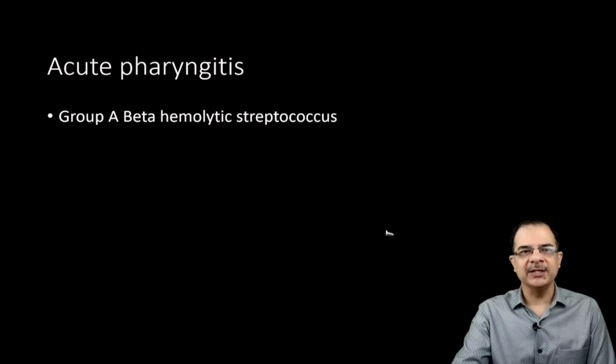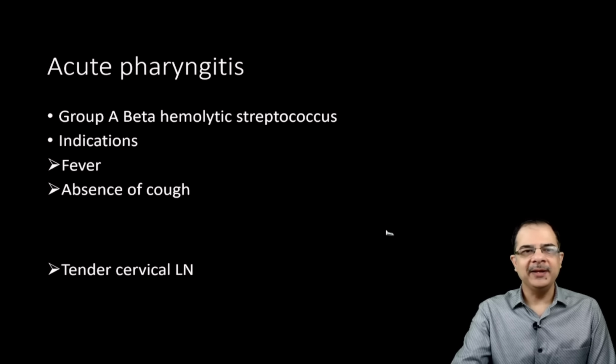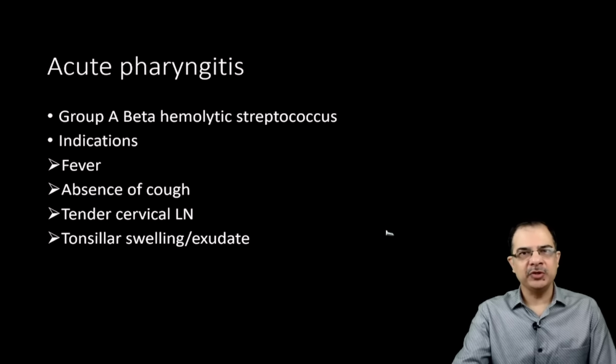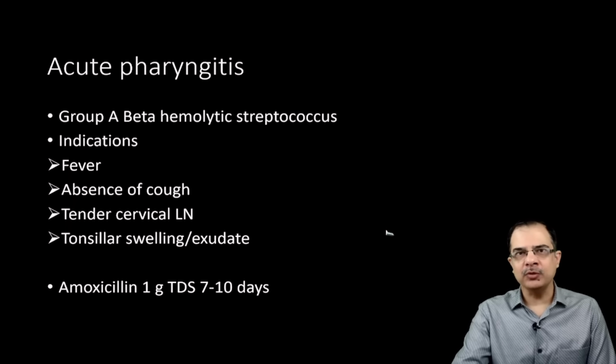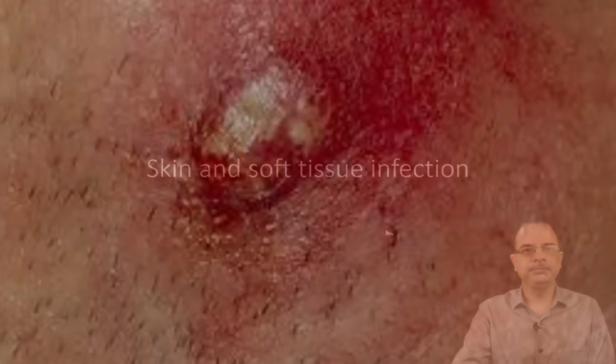For acute pharyngitis, it is group A beta hemolytic streptococci. The indications are the Centor criteria, which we have already discussed in other videos: fever, absence of cough, tender cervical lymphadenopathy, or tonsillar swelling or exudate. If all four are present, then it is more likely a bacterial infection. In that scenario, we will give the antibiotic amoxicillin 1 gram 3 times a day for 7 to 10 days.